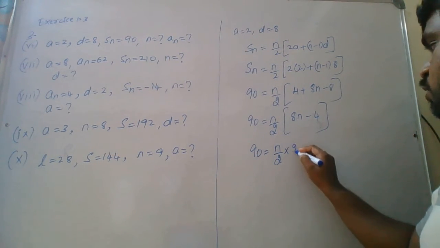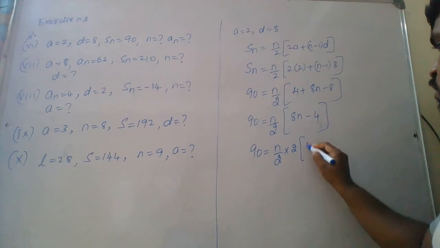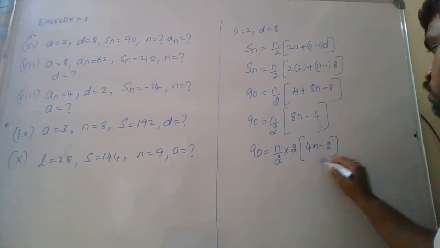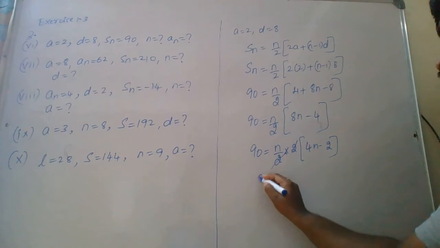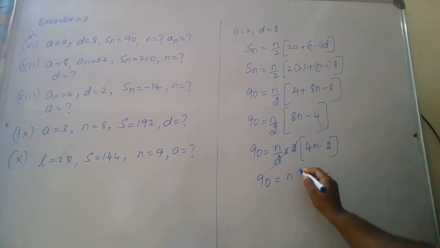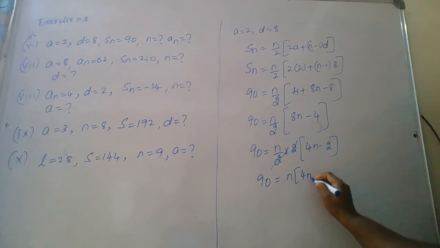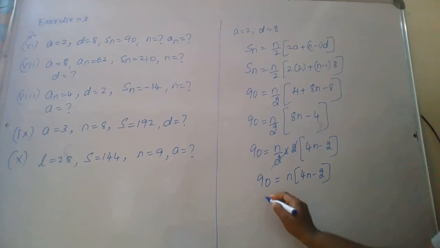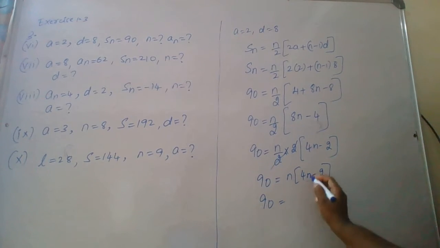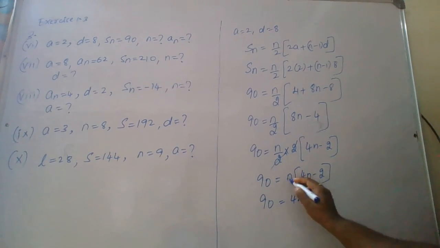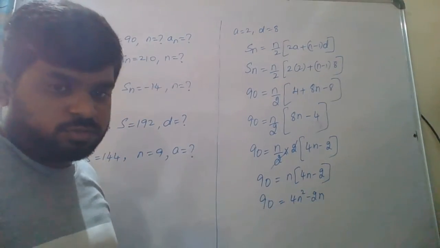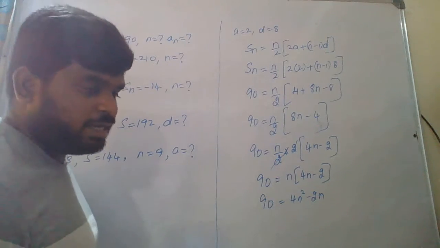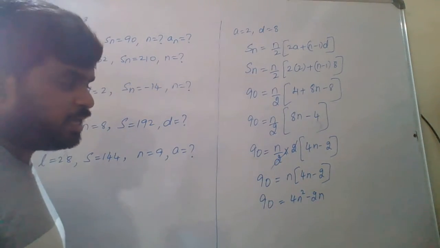If you can take 2 as common, you will be left with 4n minus 2. So that 2 gets cancelled. So we are left with 90 equals n into 4n minus 2. So it becomes 90 equals 4n square, and n into minus 2 becomes minus 2n. Okay. So here the highest power is 2. The variable is n and its highest power is 2, which means it's a quadratic equation.